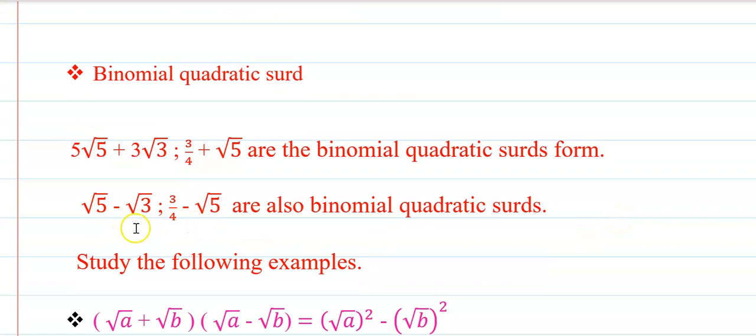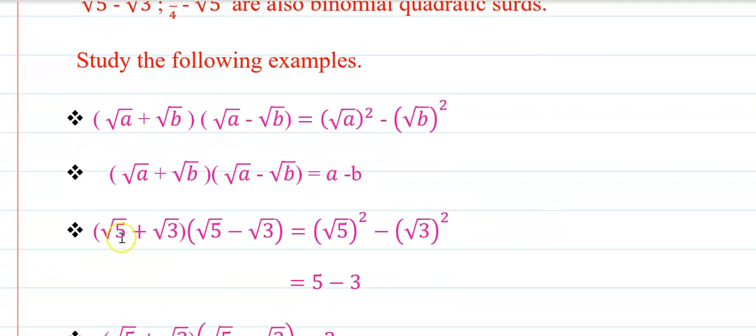Next is root 5 minus root 3, and 3/4 minus root 5 are also binomial quadratic surds. Now study the following formulas. These are very important. या फॉर्म्युलांचा अभ्यास करा. It's very simple. What is in the first bracket? Root a plus root b into root a minus root b. What about their product? Root a bracket square minus root b bracket square. Simple formula. First bracket मध्ये a plus b, second bracket मध्ये a minus b. What is their product? A square minus b square. But what is here? Root a. Therefore it's root a square.